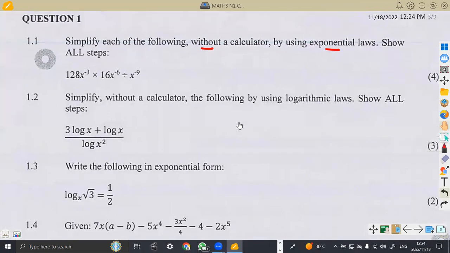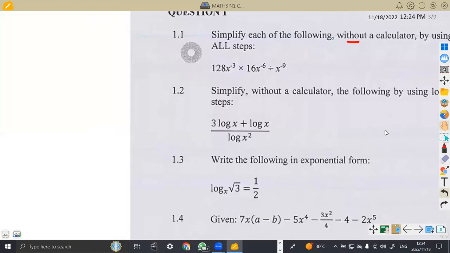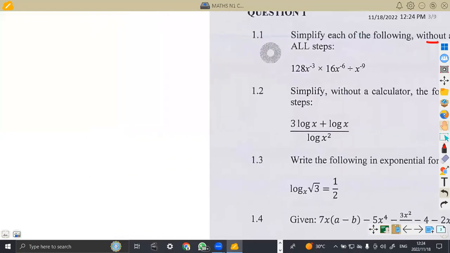I'm just going to push this aside so that we can have our question nicely here. So it's going to be 1.1. All right, so let me just write this here. So we had 128x to the exponent of minus 3. Take note. So as we know our laws, guys, when we are multiplying, we are going to add the exponent.